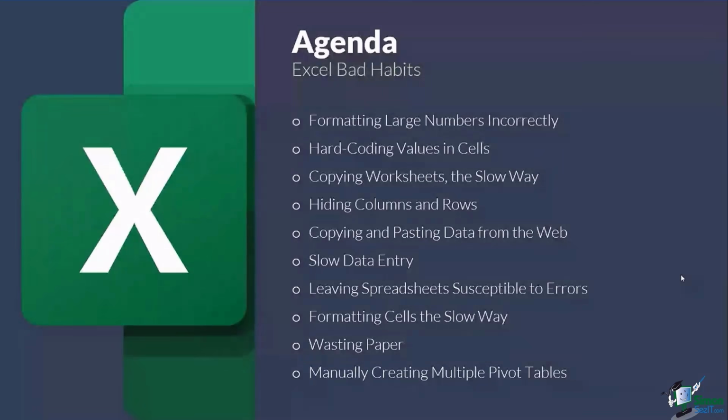We're going to talk about some things that you can do to make your data entry a lot faster. If you just have to enter long lists of data or names, things like that, how we can do that quickly. Leaving spreadsheets susceptible to errors. So this is really all about minimizing the errors that are going into our spreadsheets. So I'm going to show you a couple of different techniques related to that as well. Formatting cells. Again, I see people doing this all the time, the really slow way. So I'm going to show you a much quicker way.